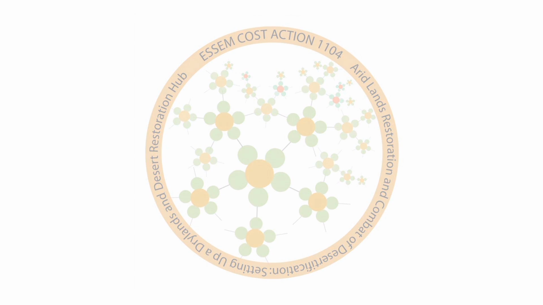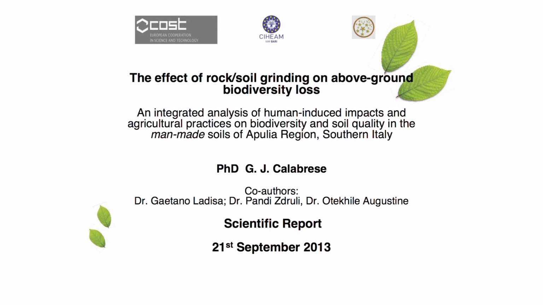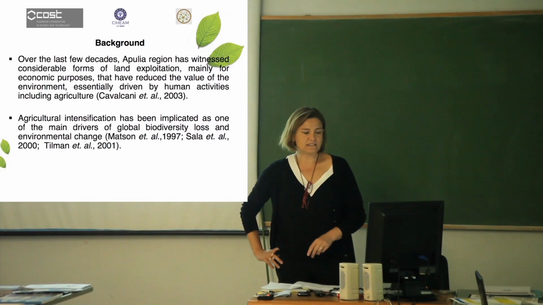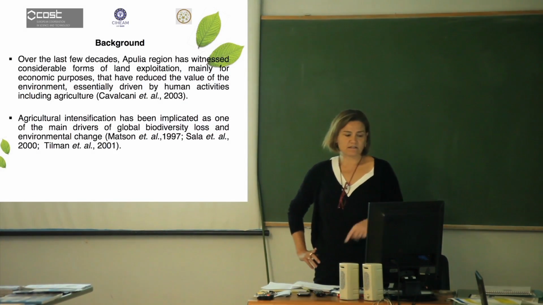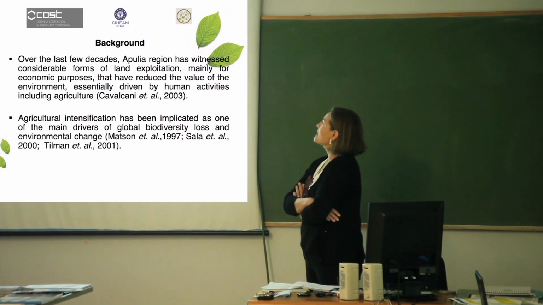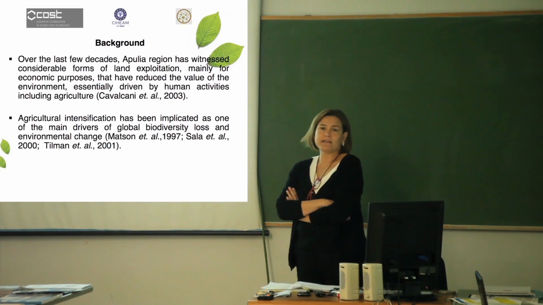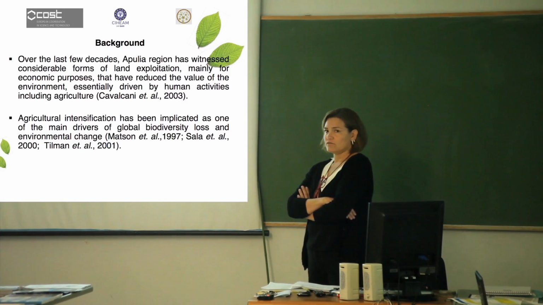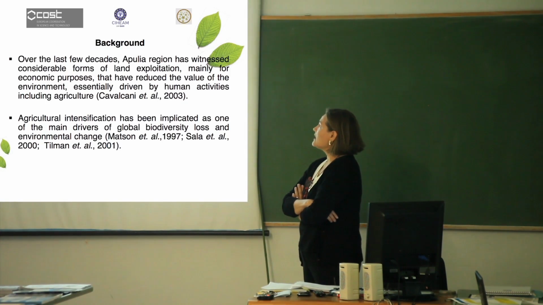So this is a first case study with preliminary results reporting the effect of soil grinding on above ground biodiversity loss. It's an integrated analysis of the impact of such agricultural practices on biodiversity and soil quality in the Apulia region. The background is that over the last decades, Apulia has witnessed considerable land exploitation, mainly for economic purposes. They plant very intensive fruit orchards, and this has reduced the value of the environment.